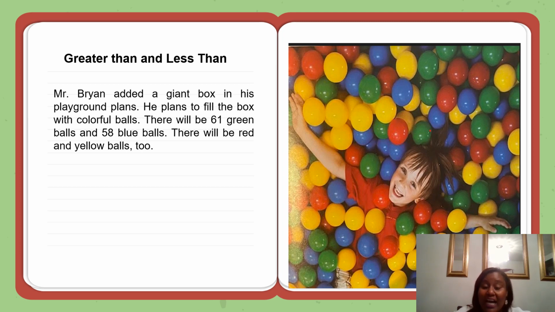Say they added 150 red balls and 130 yellow balls. Which number is greater? Compare the hundreds first. They are the same. Each number has one group of 100s. Compare the tens next. Which is greater, 5 tens or 3 tens? Is 150 greater than or less than 130? Yes, 150 is greater than 130.